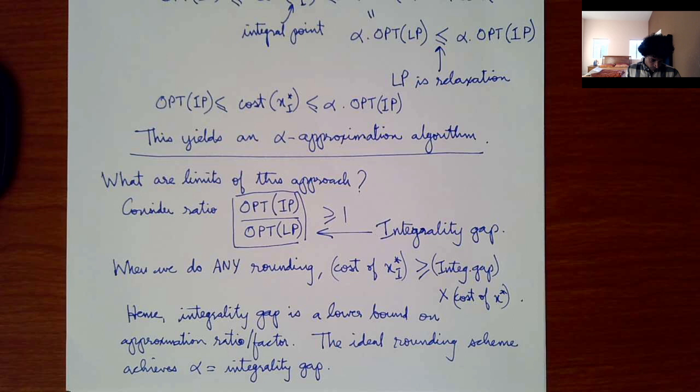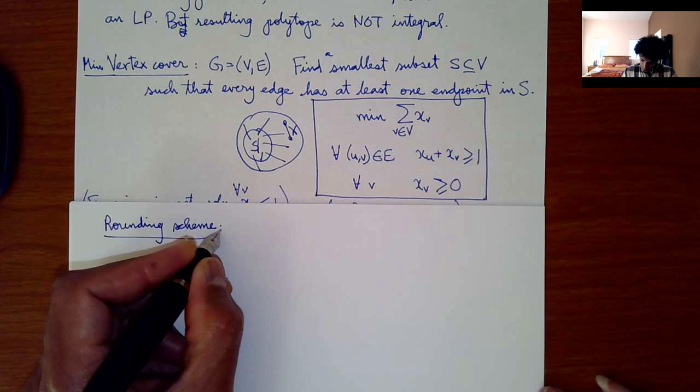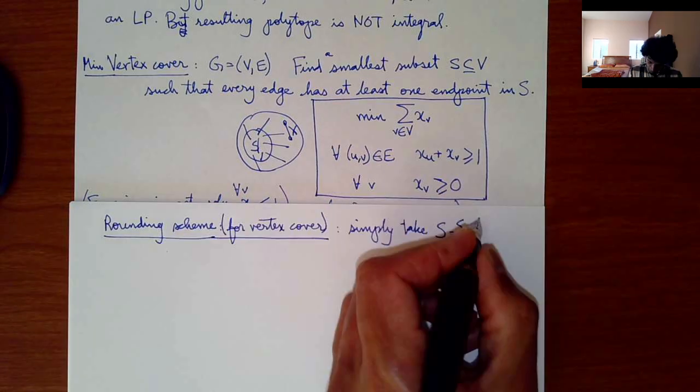Okay, so I want to go back now to vertex cover, and let me give you a very simple rounding scheme so that we can understand all of these concepts in a very simple way. The rounding scheme for vertex cover is very easy. Simply take the set S to be all v such that x_v is greater than or equal to half. This is the rounding scheme.